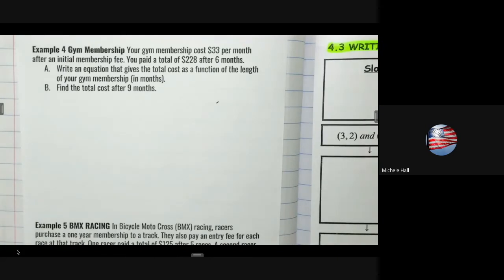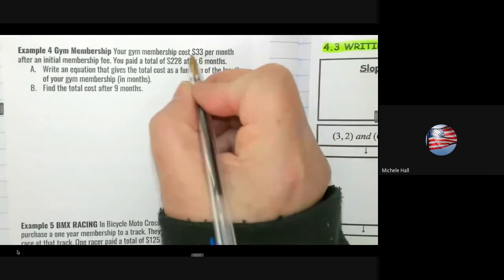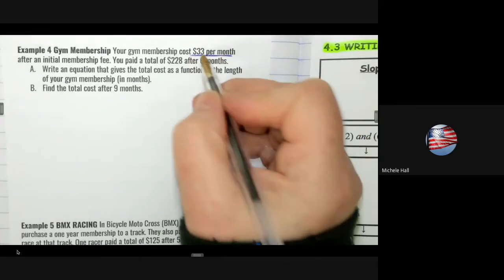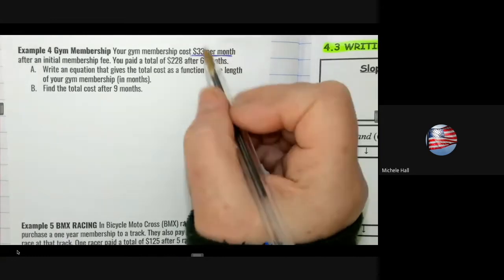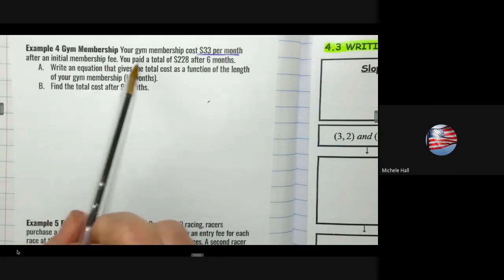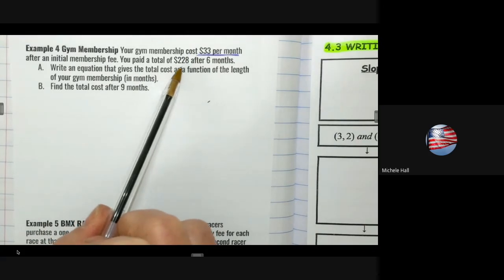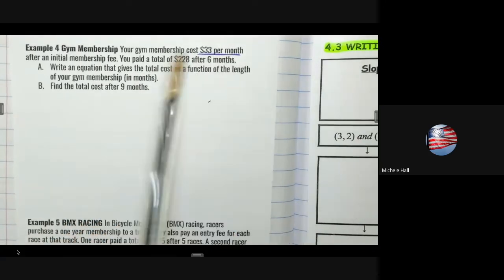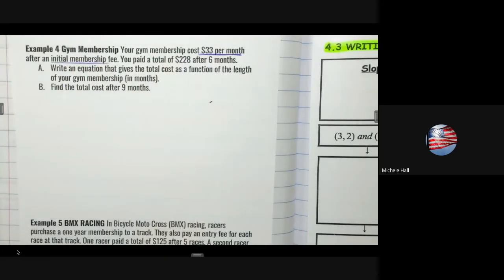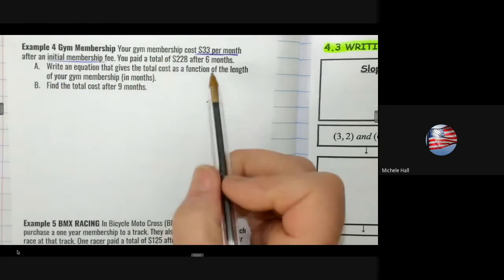Example 4, gym membership. Your gym membership costs $33 per month. 1 month is 33, 2 months is 66. So that's your slope right there. After an initial membership fee, you paid a total of $228 after 6 months. So what we don't know is the initial membership fee. But we do know how much it all costs after 6 months.